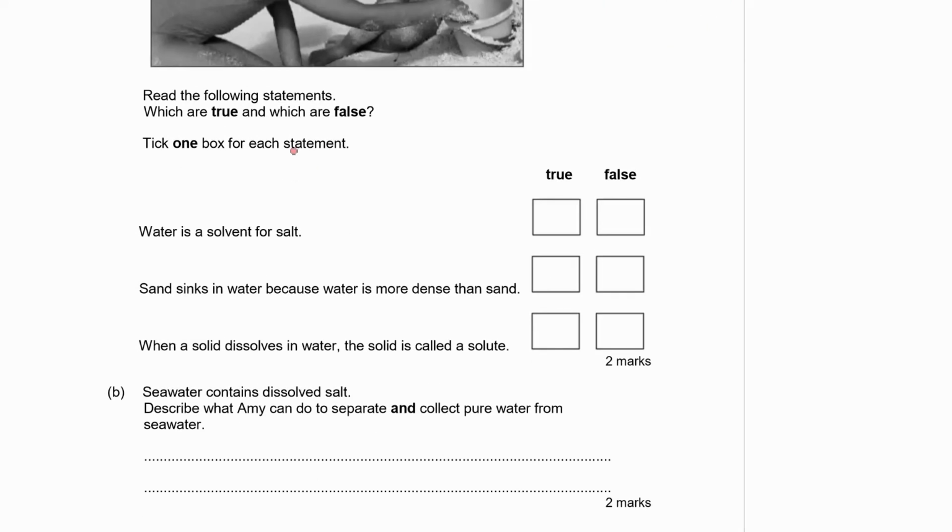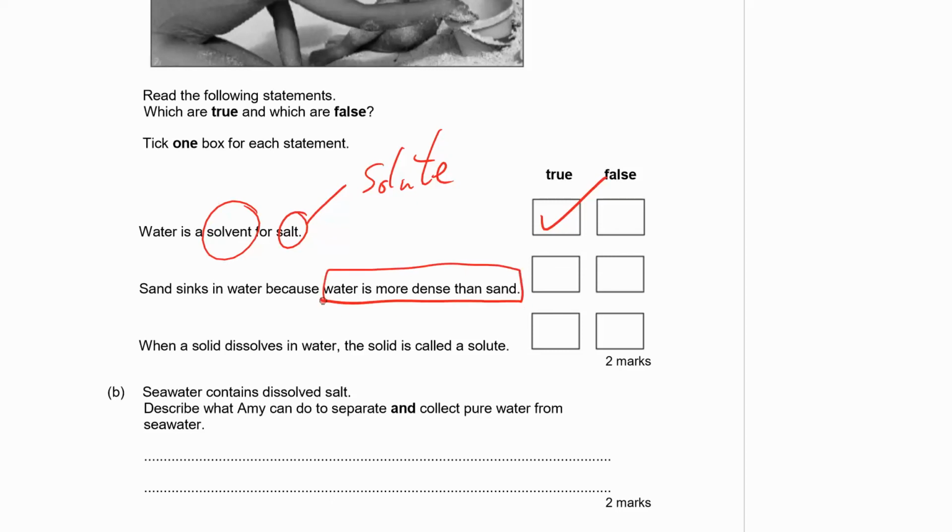Next question, tick one box for each statement. Water is a solvent for salt. That's true. You have used it as a solvent. This being the solvent being the substance which the solute can dissolve in. So in this instance, salt would be the solute. Sand sinks in water because water is more dense than sand. Well, water is not more dense than sand. If it was that way round, the sand would float. So that is clearly false.